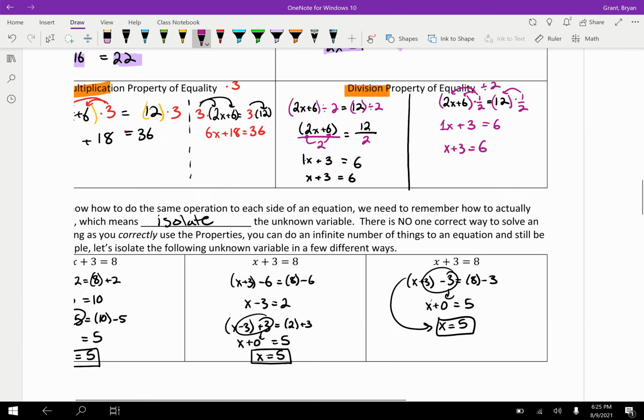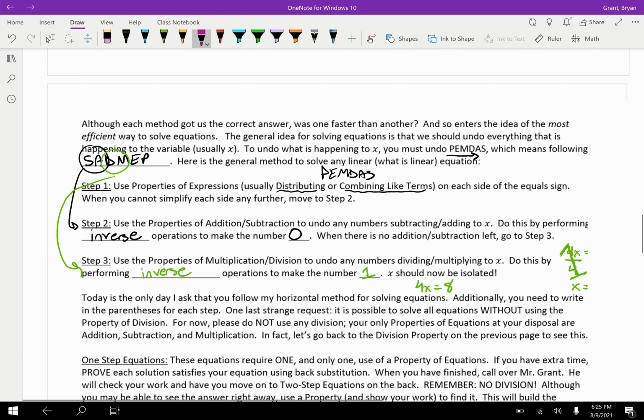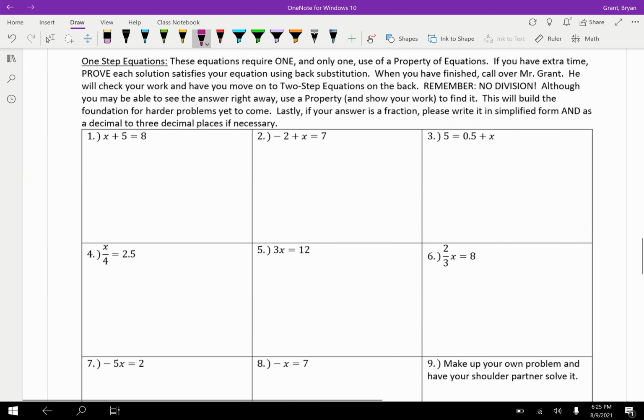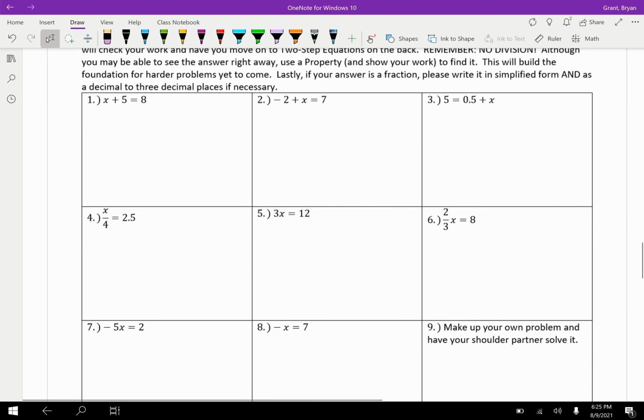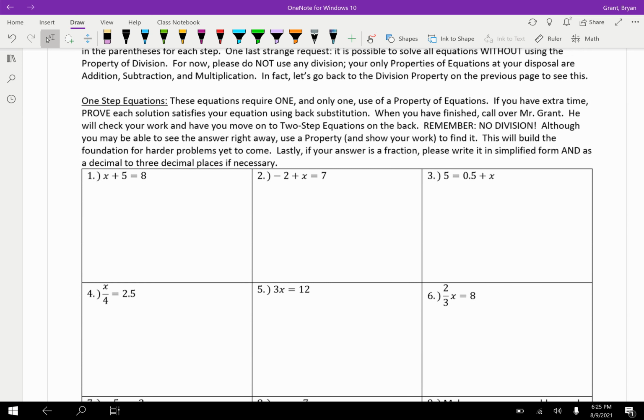All right, this should give you enough to solve each equation on the next 9 problems here. Each of these equations require you to only do one thing to each side. So you're either going to add one number to both sides, subtract one number, or multiply one number to each side. After you get an answer, please plug or substitute the answer back into the original equation to make sure the left side equals the right.